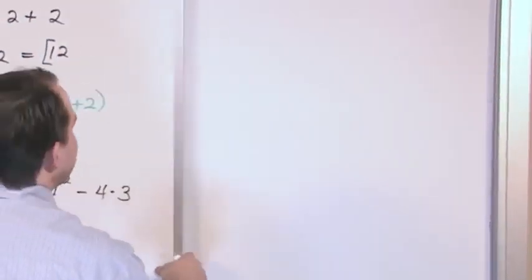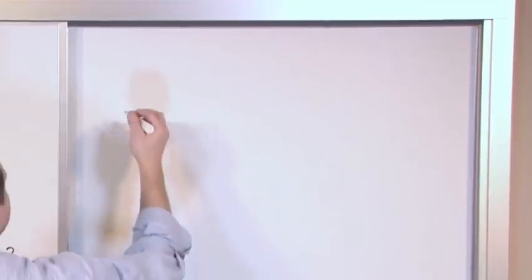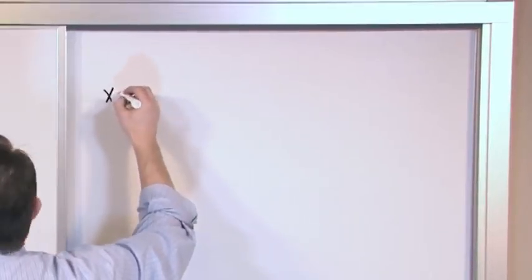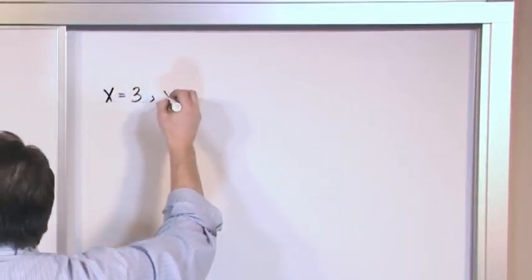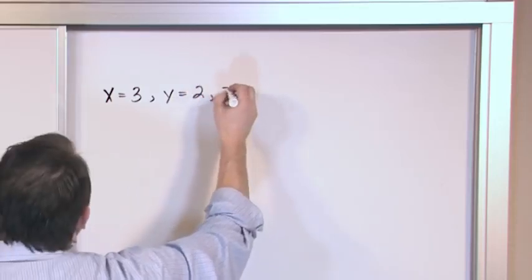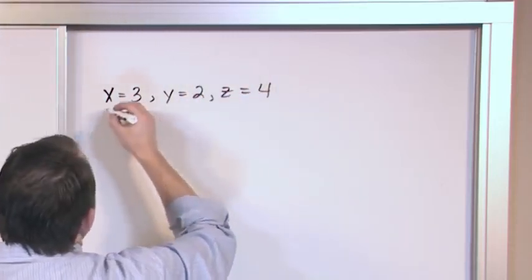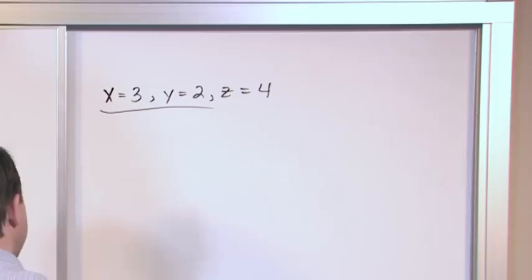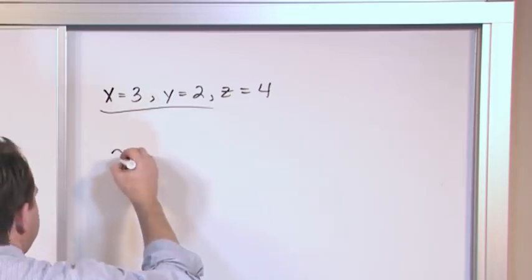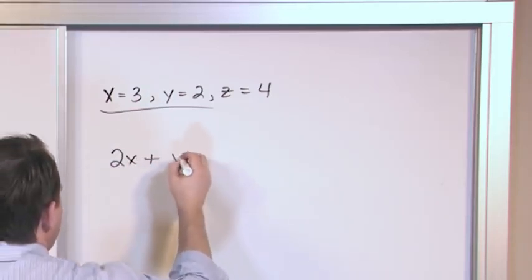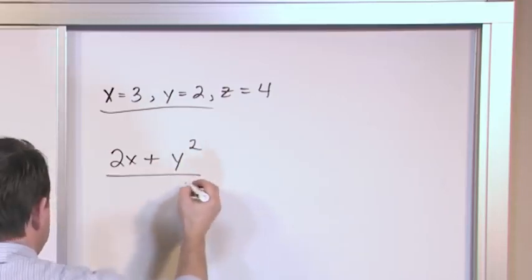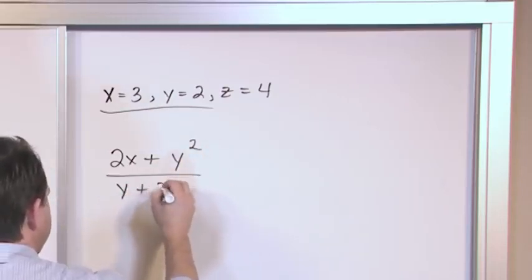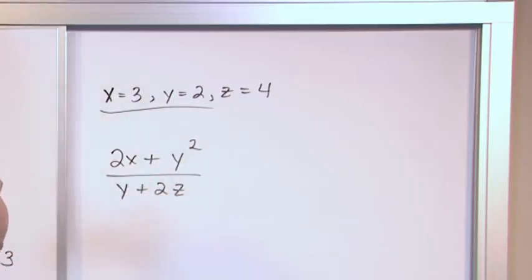All right, here is the very last problem. Same values for the variables. X is going to be equal to 3, y is equal to 2, z is equal to 4. No changes, everything's the same as before. But here we're going to evaluate (2x + y²) / (y + 2z). Looks extremely complicated, but you'll find it's not a big deal.